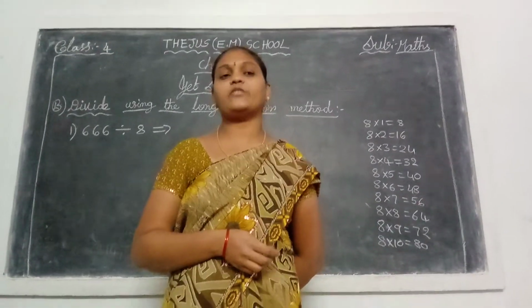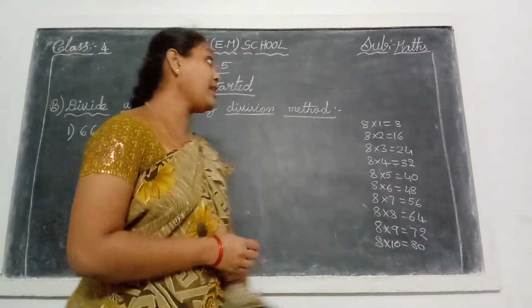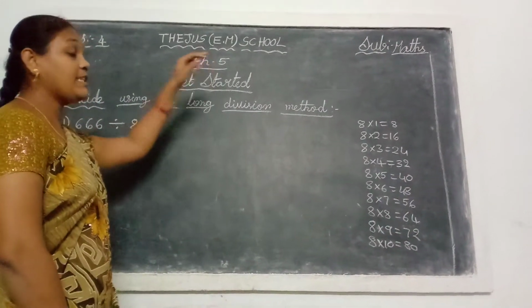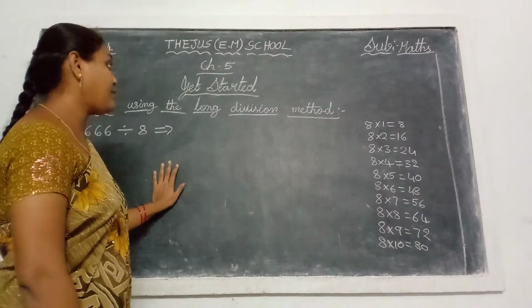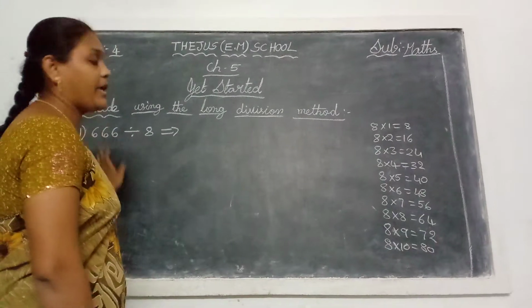Coming to our next class. Today is our maths class. See children, chapter 5. What is that? Division. Already I explained that, children. Get started. B Roman. A Roman is completed.